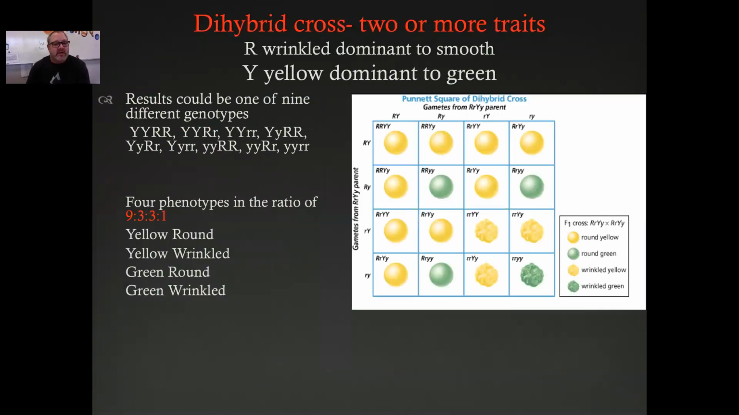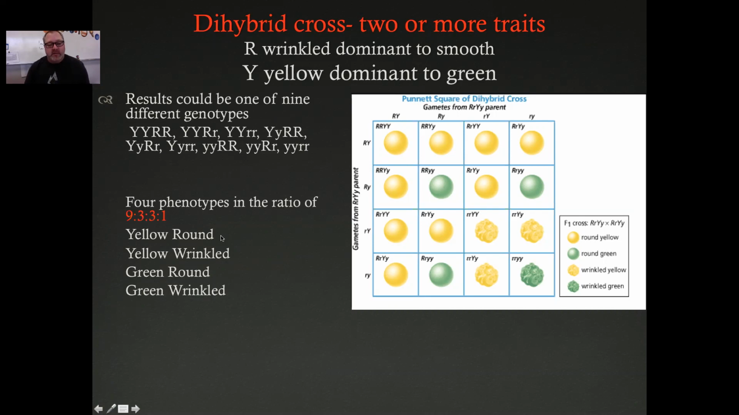So this brings us to a dihybrid cross. This is when we cross to test for 2 or more traits. In this one, we're looking at wrinkled versus smooth and yellow versus green. Wrinkled is dominant to smooth, and yellow is dominant to green. So the results of this cross, I'm not going to go through each of those, but you can see all of the different potential crosses there are. There are 16 different combinations that there could be.